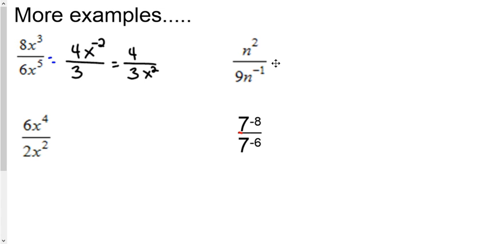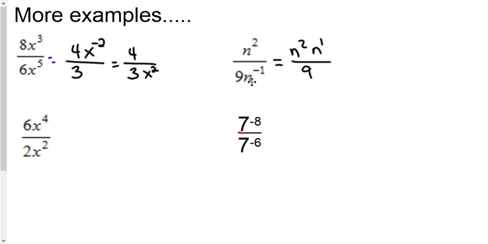Okay, let's try this one. First off, long method. Make sure that all of your exponents are positive. We have a huge issue right here with this negative first power. So flip that upstairs to where it's multiplying into the second.